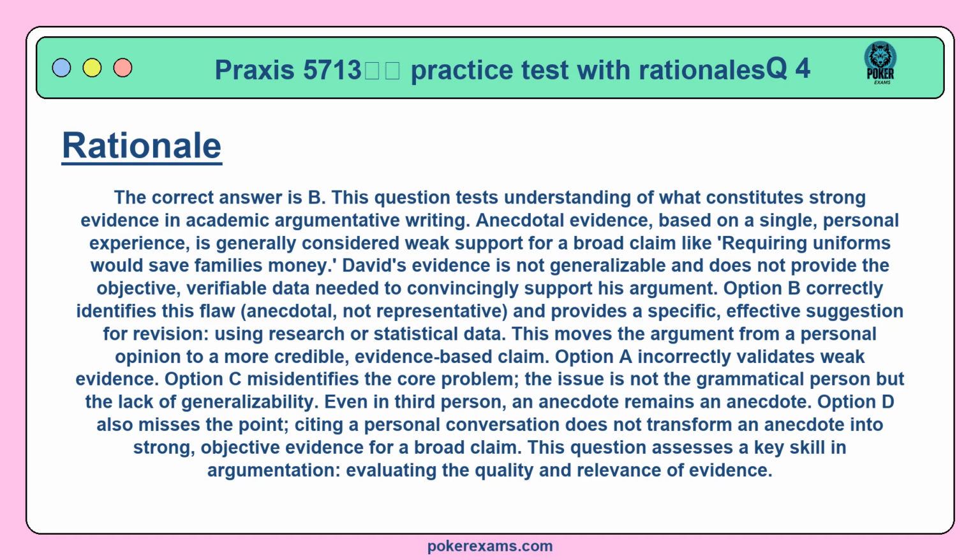Option A incorrectly validates weak evidence. Option C misidentifies the core problem. The issue is not the grammatical person, but the lack of generalizability. Even in third person, an anecdote remains an anecdote. Option D also misses the point. Citing a personal conversation does not transform an anecdote into strong, objective evidence for a broad claim. This question assesses a key skill in argumentation, evaluating the quality and relevance of evidence.